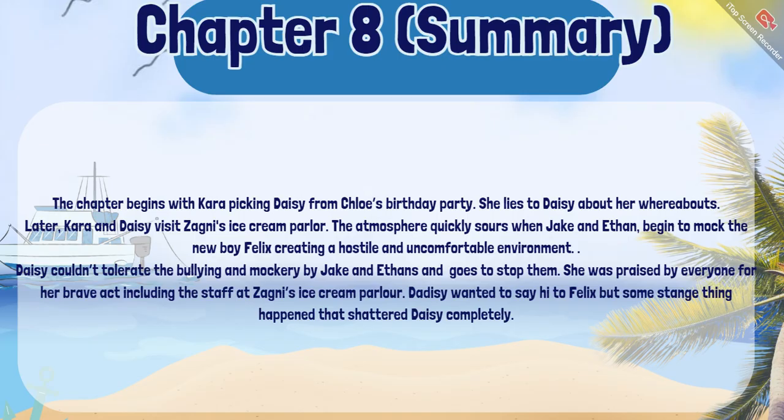The atmosphere quickly sours when Jake and Ethan begin to mock the new boy Felix, creating a hostile and uncomfortable environment. Daisy couldn't tolerate the bullying and mockery by Jake and Ethan and goes to stop them. She was praised by everyone for her brave act, including the staff at Zagny's ice cream parlor. Daisy wanted to say hi to Felix, but something strange happened that shattered Daisy completely. I apologize for the spelling of strange and Daisy.